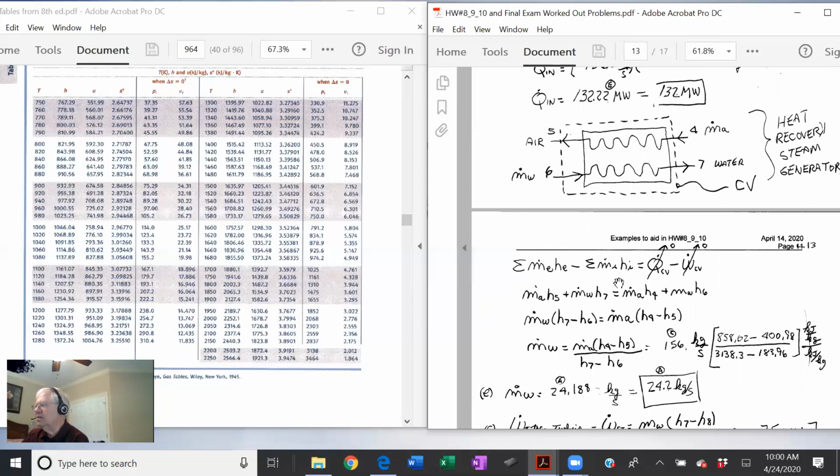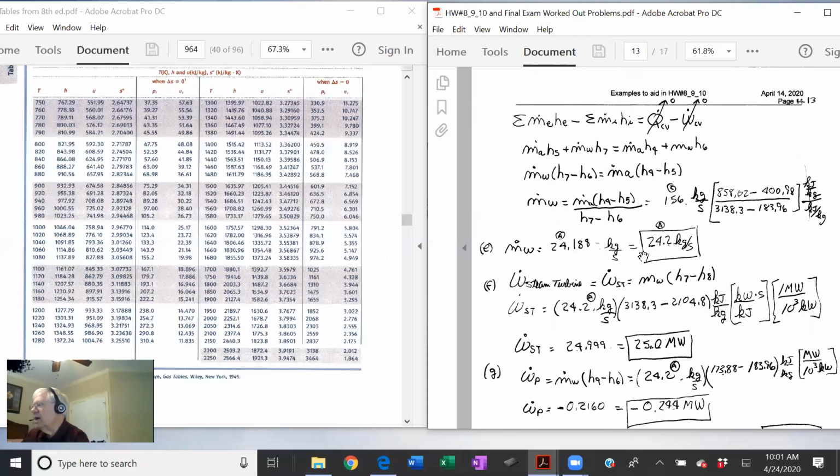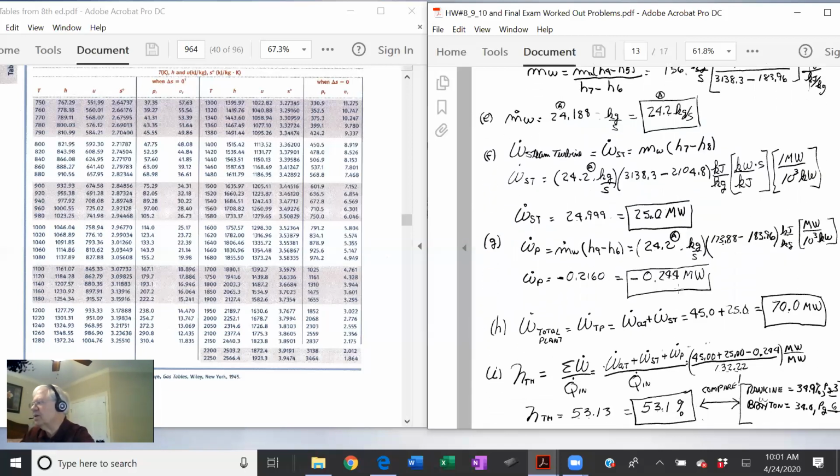Now, the mass entering, I put on the other side of the equation here. M dot A, mass flow rate of air, times H4, plus mass flow rate of water times H6. All right, that's that term. Now just solve for the mass flow rate of the water. And units are not a problem. These units cancel out here. And I get 24.2 kilograms per second. Now I can just go hog wild and make all the other calculations.